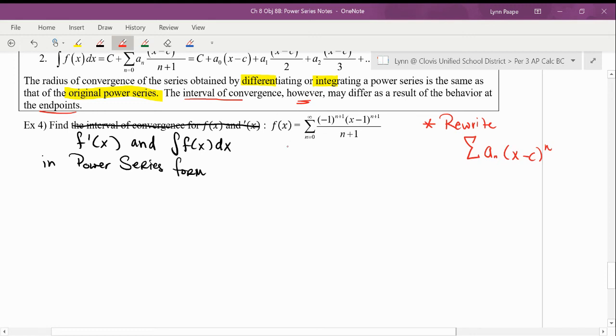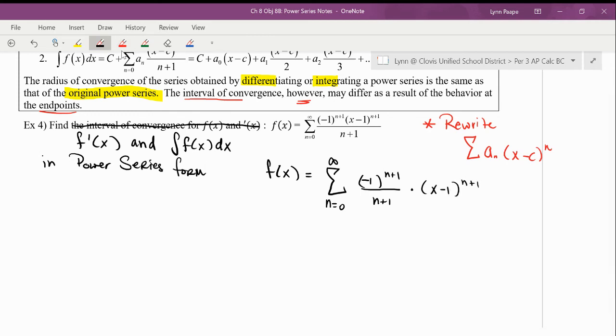So for this here, I'm going to set up f of x. So I have -1 to the n plus 1, and then all over n plus 1, right? And then times x minus 1 to the n plus 1. So I'm going to find the derivative with respect to x. So I'm going to find f prime of x. So the only piece I'm taking the derivative of is this right here, right? Because that's the only piece that even has an x involved.